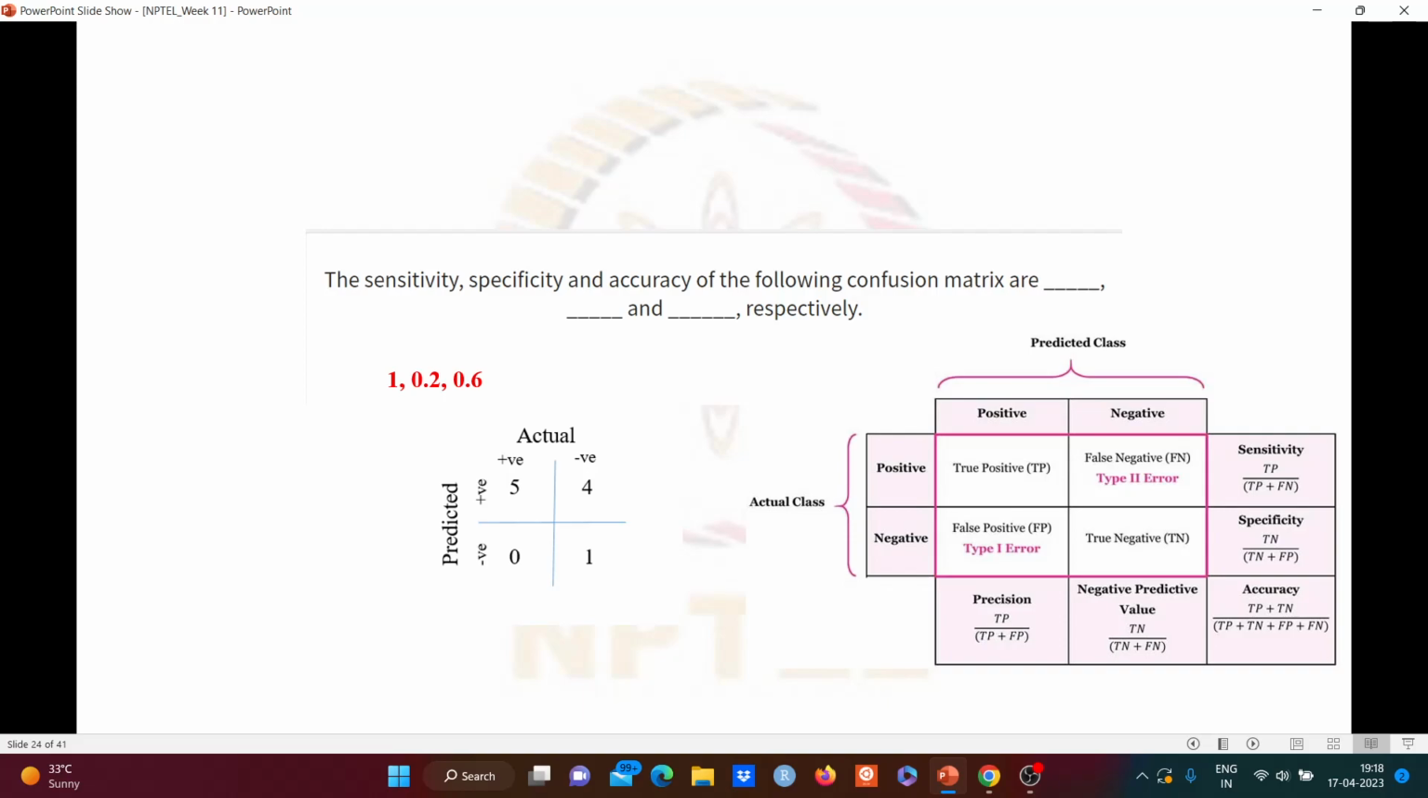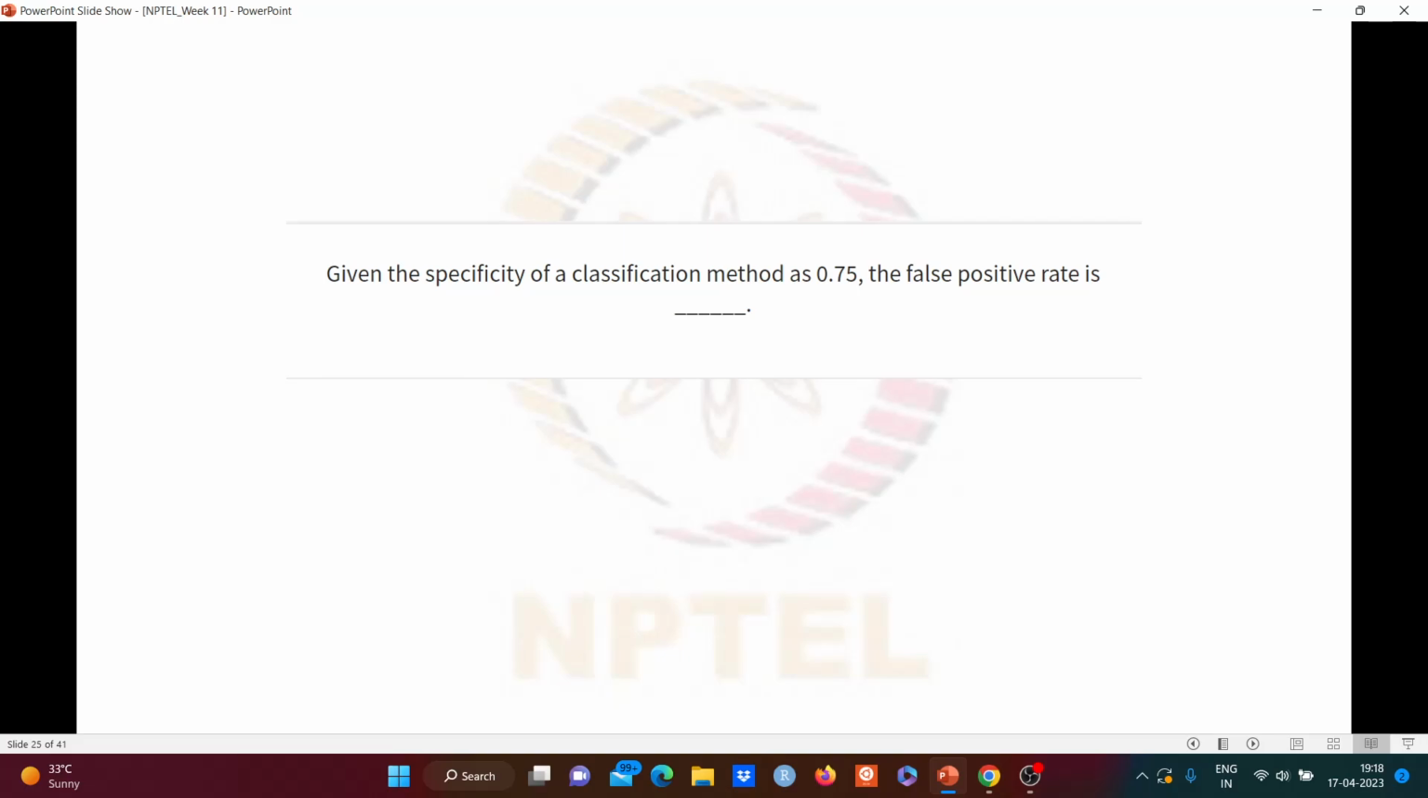Then accuracy is the number of correctly predicted ones. So the number of true positives plus true negatives divided by the total number. That is 1 plus 5 divided by 1 plus 5 plus 4, which is 10. So 6 divided by 10 is 0.6. I hope everybody is clear on this. So moving on to the next one.